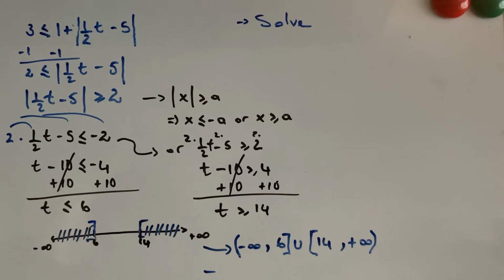This is how you solve an absolute value inequality, okay? When it's greater than, as in this case here. So from negative infinity to 6, union from 14 to positive infinity, okay? This is how you do it.